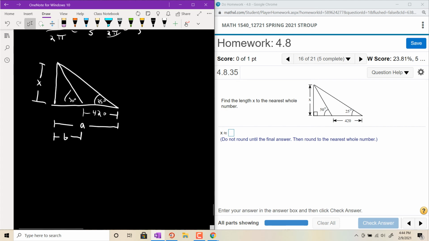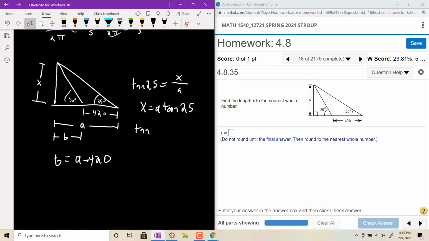So just notice here that we can rewrite A in terms of B. So B is actually equal to A minus 420. Okay, so maybe that'll help us. So let's take a look anyways. So tan of 25 is going to be opposite over adjacent. So the big long side is A. Okay, so x will equal A tan of 25, which seems like a lost cause because there's 2 variables, but let's see what happens.